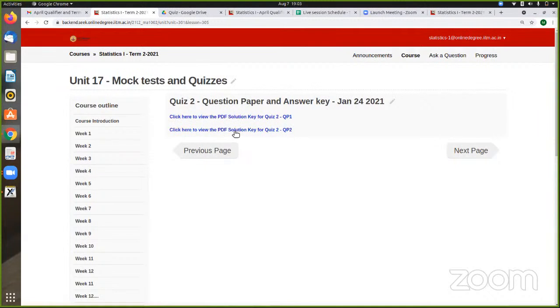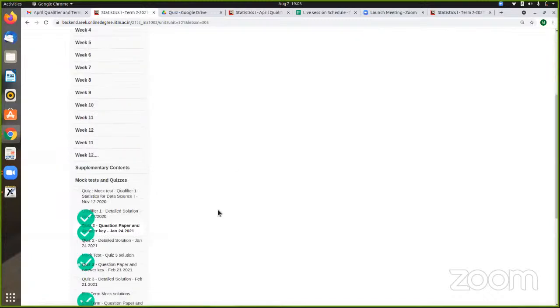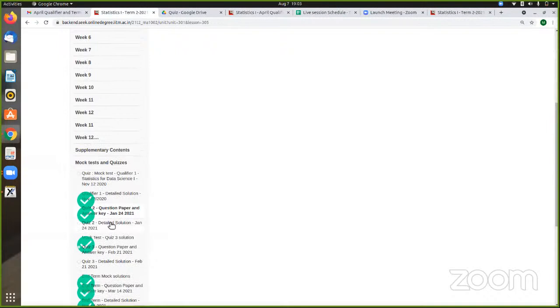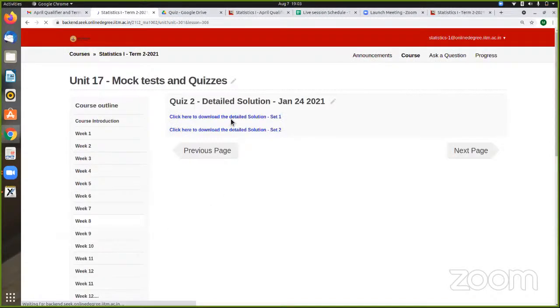So that's why I was confused. I was trying a lot, but I was not getting the answer. Can you tell me, is it QP2 or QP1? It is only written mock solution quiz 2. That's all. Modified 10th July. There is no set 1, set 2 written there. Nothing is there. This is the mock solution provided recently.